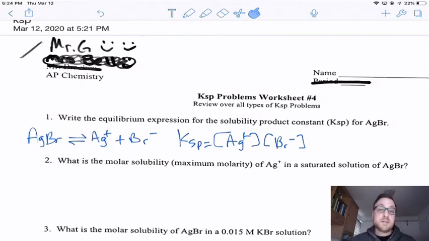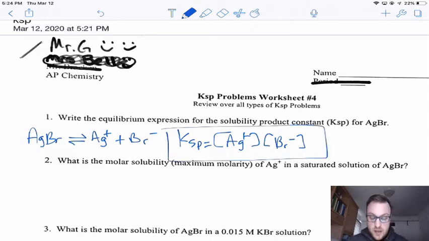And it's as simple as that. So there you go. That is the equilibrium expression for the solubility product constant, also known as KSP. So anytime it asks you to write an expression, it just wants you to say K equals whatever. Don't plug in the numbers. Just what does K equal? What does it represent?